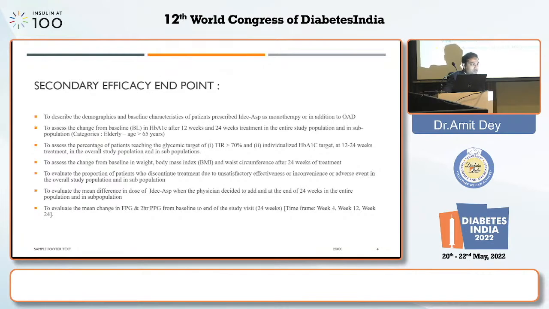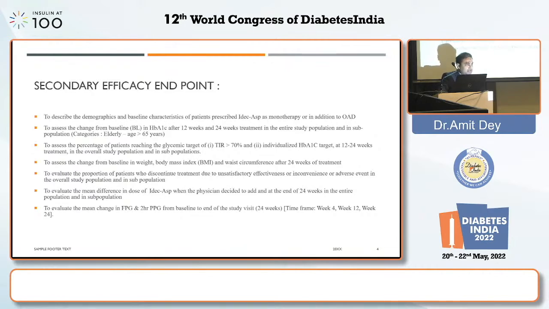The fun of it is we are all representing different parts of the country, so we can get good data out of there. We're going to look at the change from baseline in the HbA1c after 12 weeks and 24 weeks. I think that's something that we all do in our practice. We do an A1c at 3 months and 6 months.